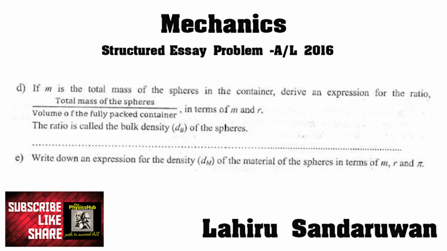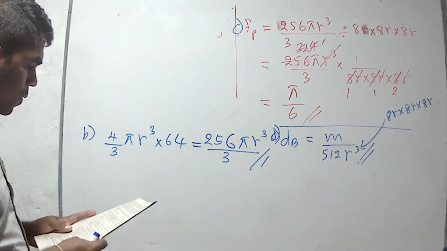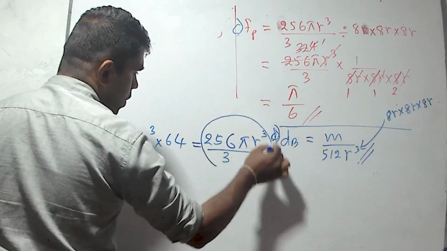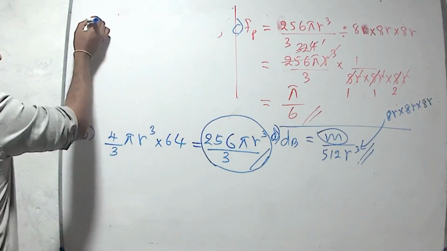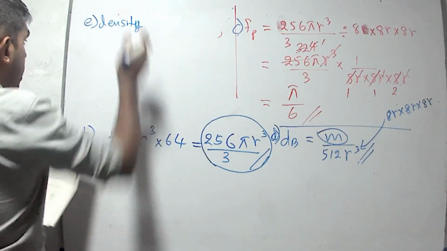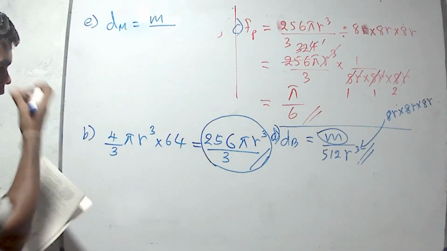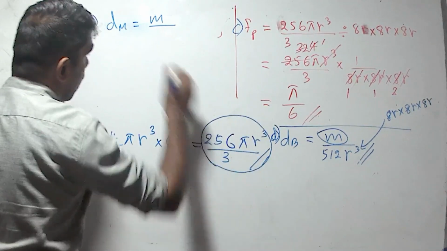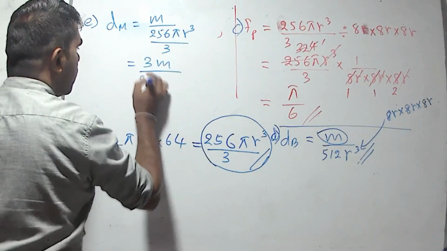Then part E. Write down an expression for the density dm of the material of spheres in terms of M, r and pi. Density of material. We know that density dm equals mass divided by volume. Mass divided by total volume, which is the total volume of spheres, 256 pi r cube divided by 3. We can write it as 3M divided by 256 pi r cube.